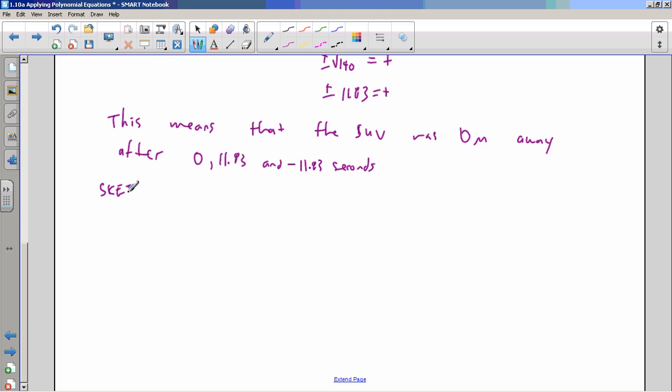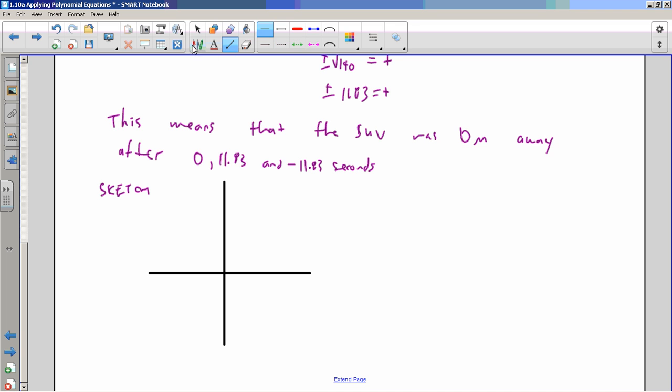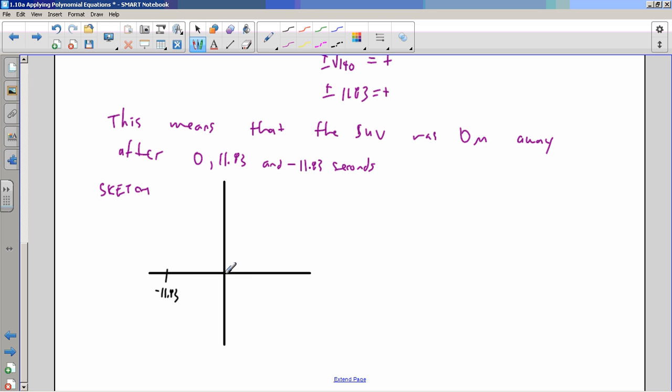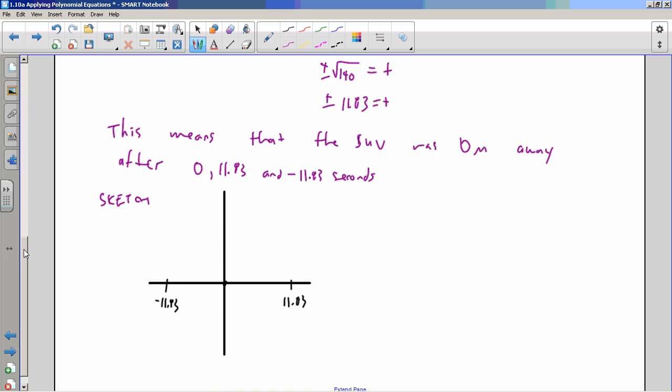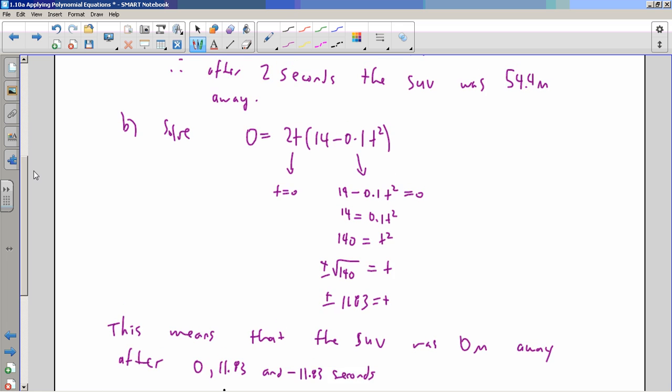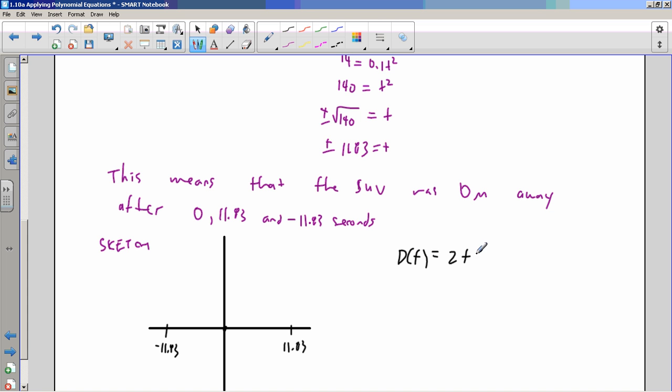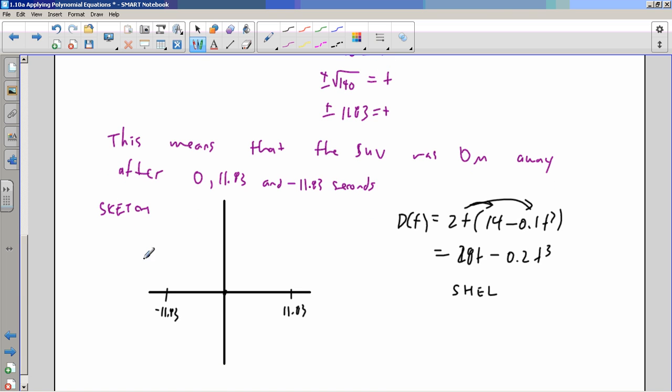Well, let's try a sketch. If I sketch this, I've got zeros at negative 11.83, at 0, and at 11.83, and this is the distance that the SUV is away. Notice I've got a cubic, and if I were to expand that a little bit, d(t) is 2t times (14 minus 0.1t squared). If I multiply this through, I can see that the leading coefficient is negative, and so that means it starts high and ends low with these 3 zeros. So the sketch looks something like this. It starts high, ends low.